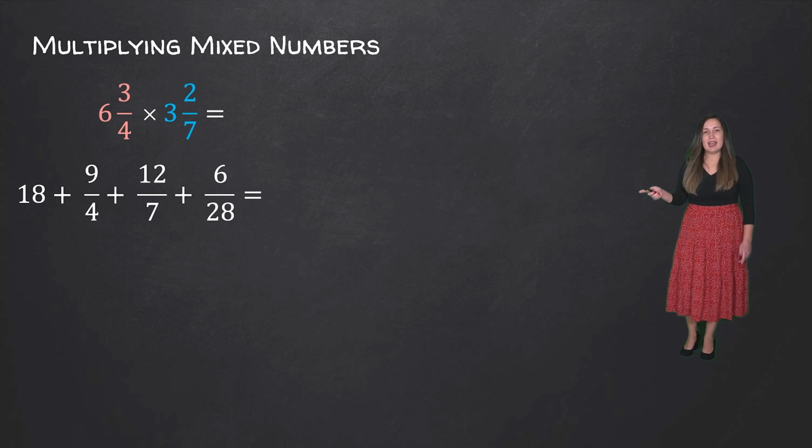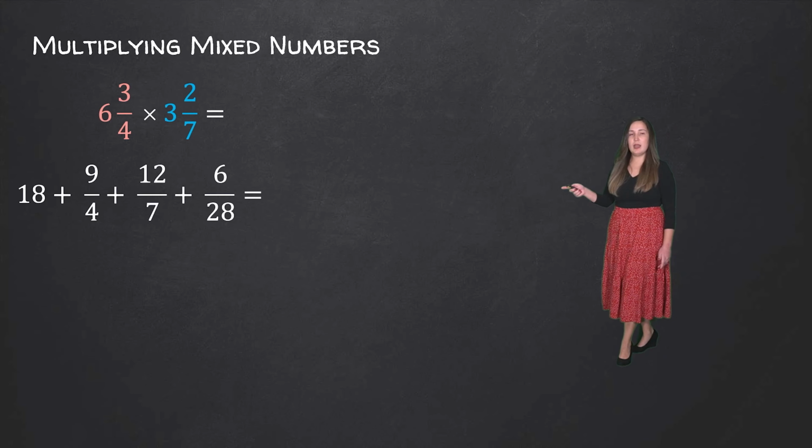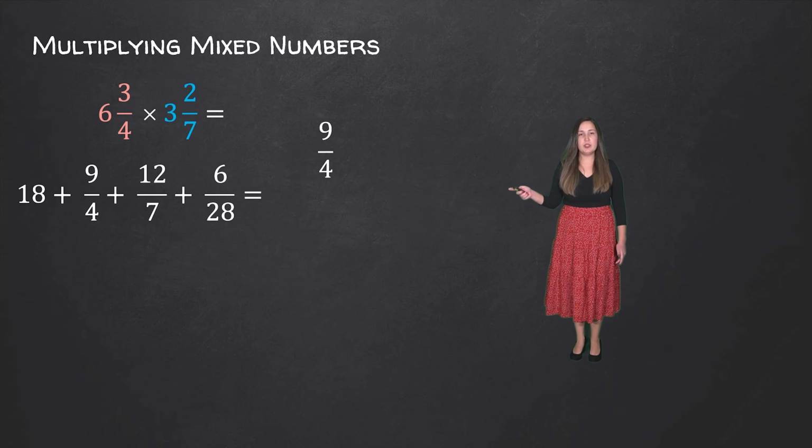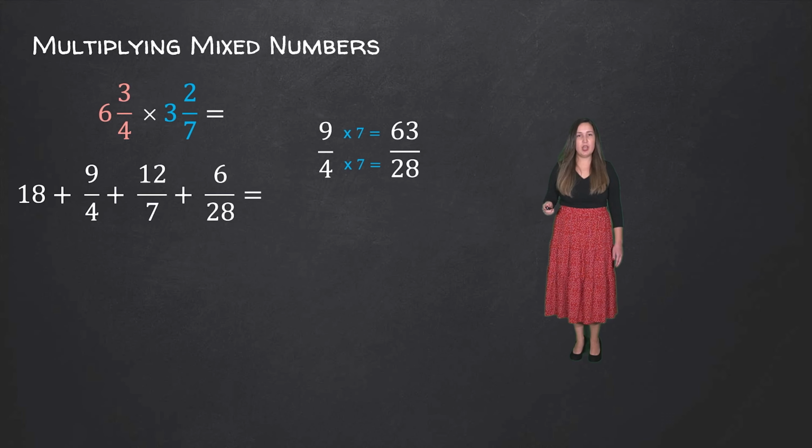In order to add this, we have to make sure that all the denominators are the same. So starting with 9/4, out of these three fractions, the least common multiple for our denominator is 28. So we're going to multiply 4 by 7 to get a denominator of 28. Whatever we do to the denominator, we must do to the numerator. So 9 times 7 is 63, and 4 times 7 is 28.